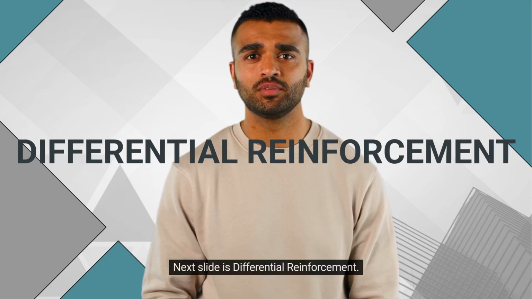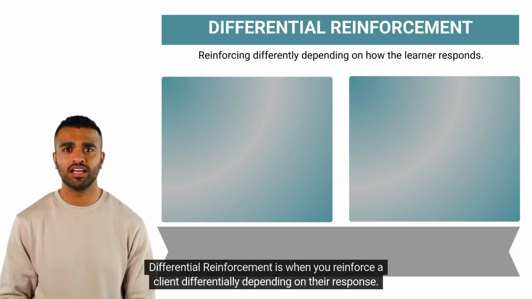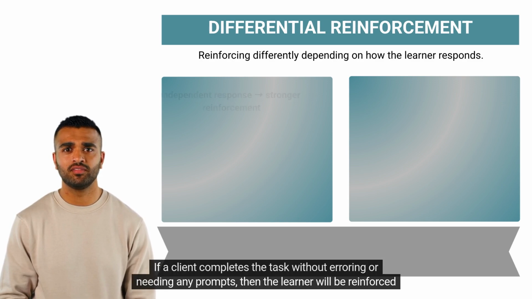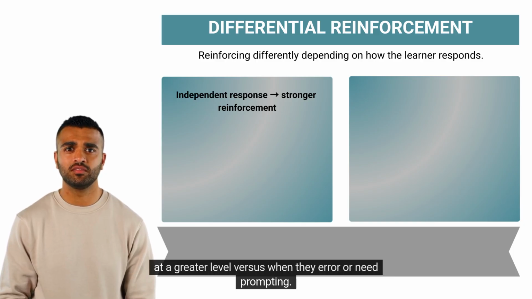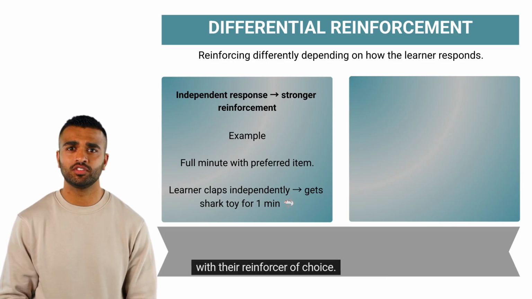Next slide is differential reinforcement. Differential reinforcement is when you reinforce a client differentially depending on their response. If a client completes the task without erroring or needing any prompts, then the learner will be reinforced at a greater level versus when they error or need prompting. Example: if a learner is instructed to clap and does so independently, they may be given a full minute with their reinforcer of choice.